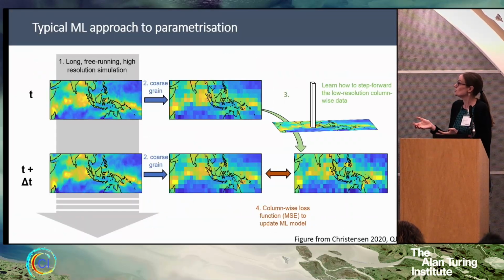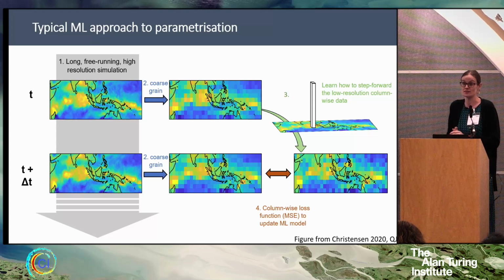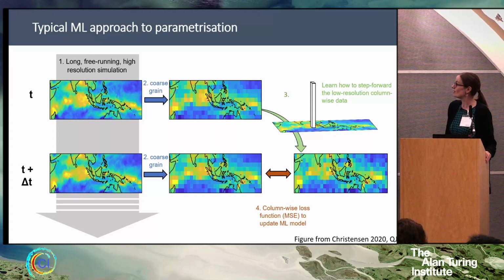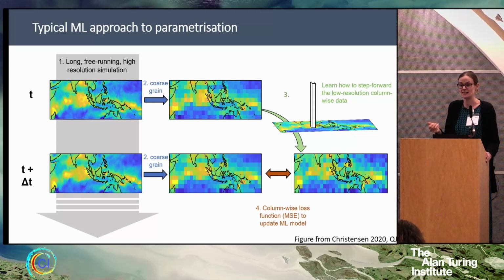An approach that you might take to learning a machine-learned parameterization which improves on the state of the art: you could start off by taking some free-running, high-resolution simulation as your benchmark. This is the data set that's got the variability in it that you'd like to represent in your forecast model better. We can then coarse grain this data set down to the resolution that we're interested in for our forecast model. So say that's maybe 50 kilometers for a climate model.